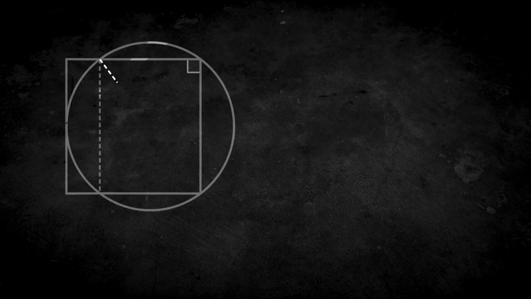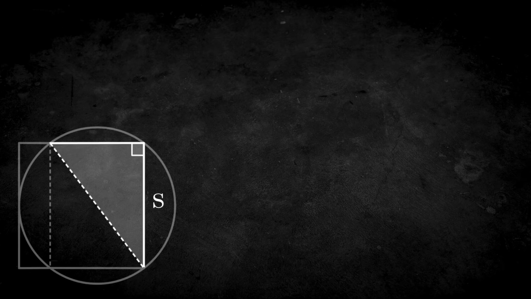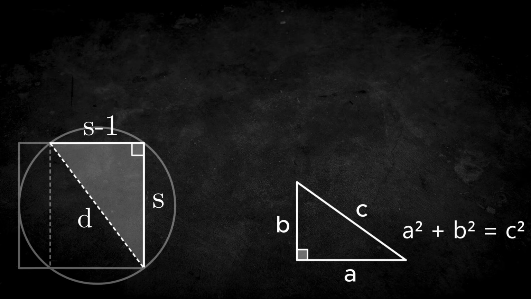Next, let's draw the diameter as shown. This diameter forms a right triangle where the sides are s minus 1, s, and d. Applying the Pythagorean theorem gives us (s minus 1) squared plus s squared is equal to d squared.